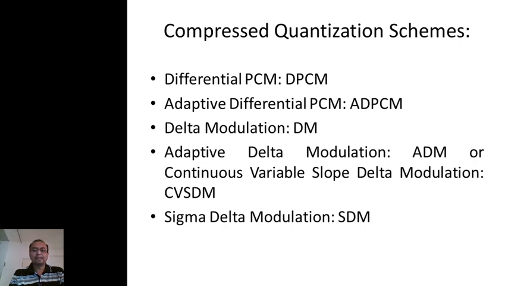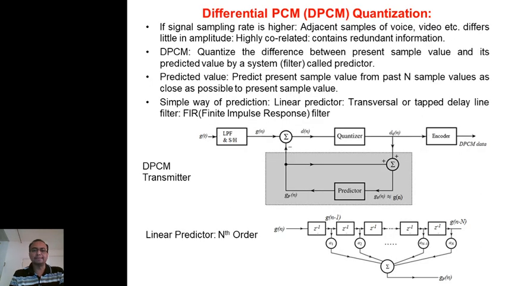Let me go through all these 5 techniques one by one, and we will see the transmitter and receiver blocks and their operation. First, let me see the principle of DPCM, differential pulse code modulation quantization. In all these techniques, we keep the sampling rate higher than the required Nyquist rate. If we keep the sampling rate higher, we get samples which are very near in time. Now for practical signals like voice and video, adjacent samples differ very little in amplitude because they are highly correlated, so they contain redundant information.